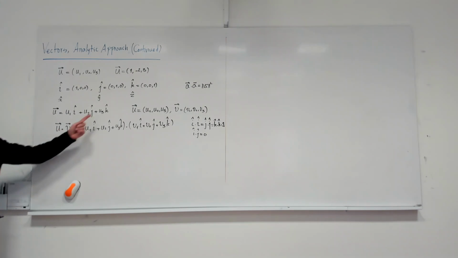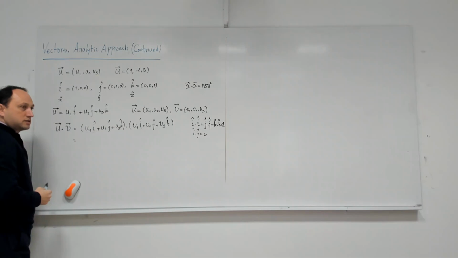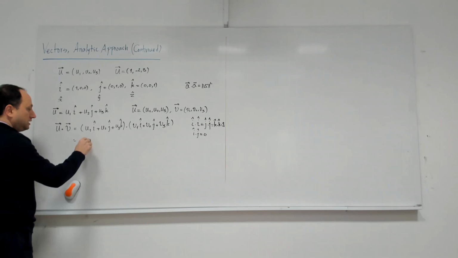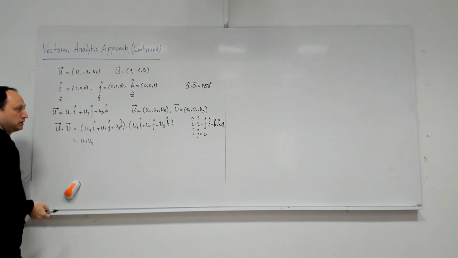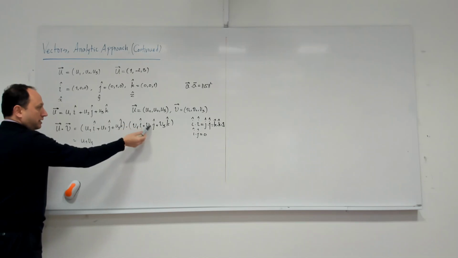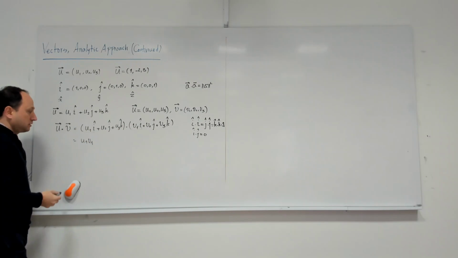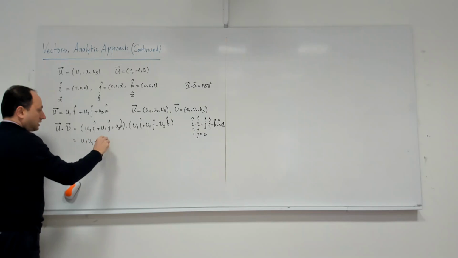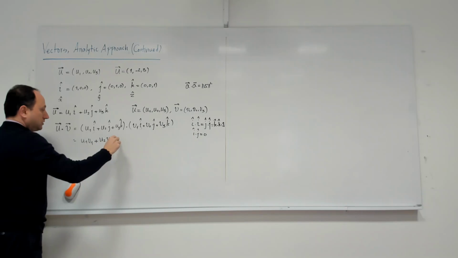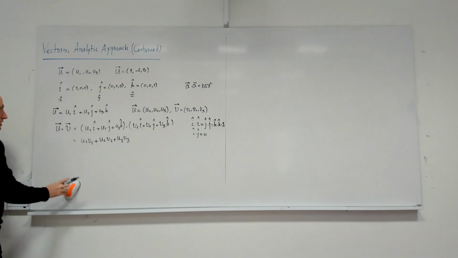So if I start multiplying things, this term will survive. It becomes u1 v1 i dot i, but i dot i is 1, so that becomes u1 v1. But if I multiply this by that, i dot j comes in, but i dot j is 0, so that is ignored. So you can continue this one and convince yourself that these are the three terms that will survive. So this I want you to memorize.